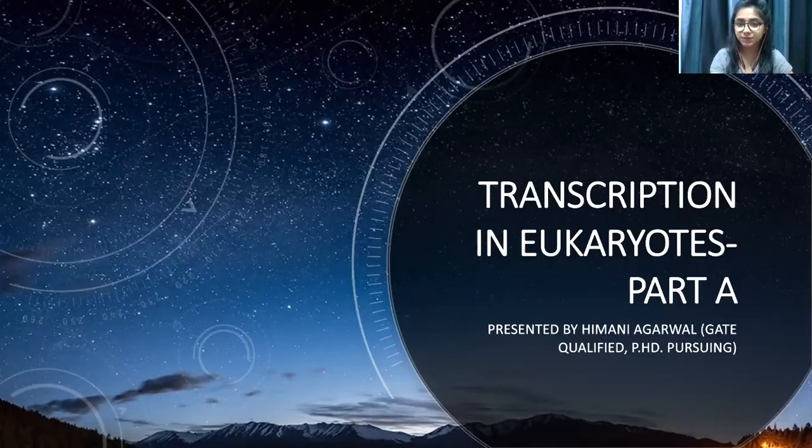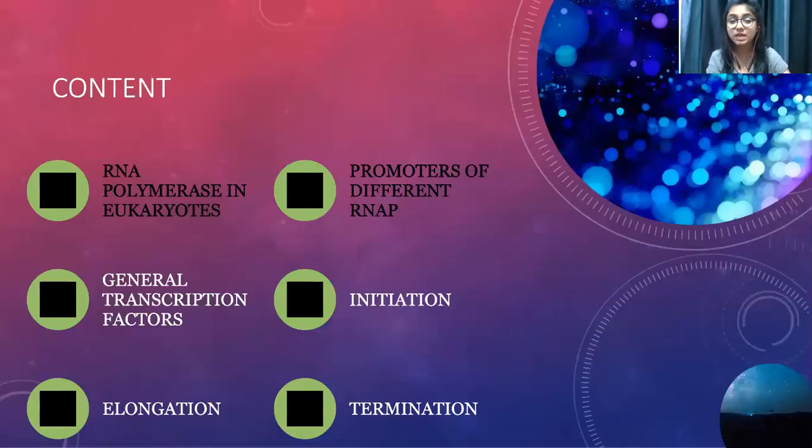So let's start. The content of this video is the RNA polymerases in eukaryotes, the promoters of different RNA polymerases, the general transcription factors, initiation and elongation, and finally termination of the process.